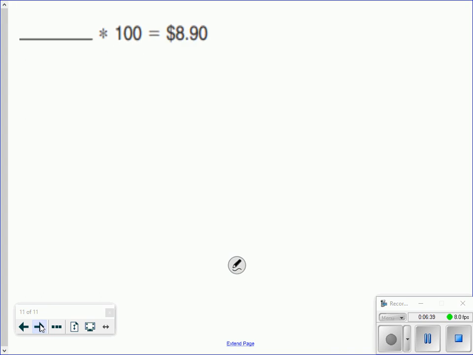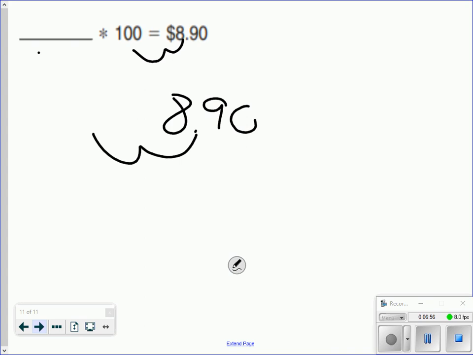Take a look here. $8.90, but I need to find out what number times 100 would get me there. So you're working backwards on this one, so then you'd have to move the decimal 2 spots this way. Watch close. If I move the decimal 2 spots this way, so then my problem looks like this, 0.089.